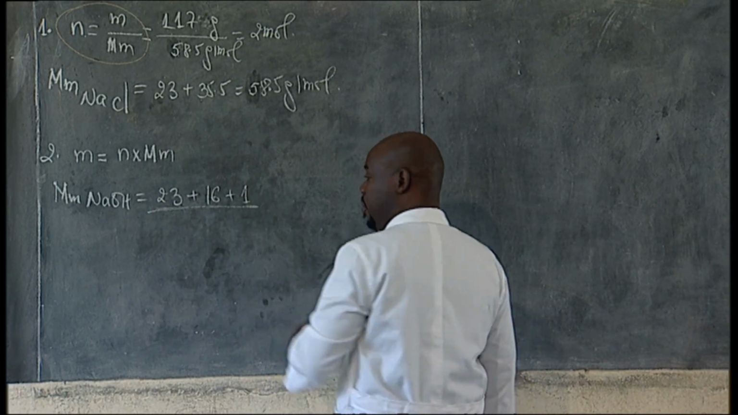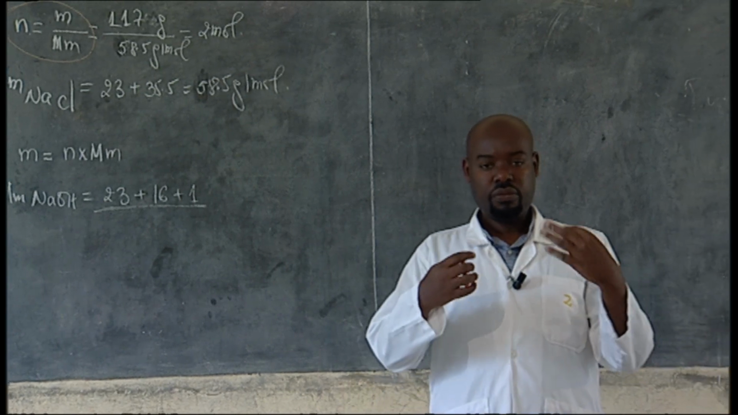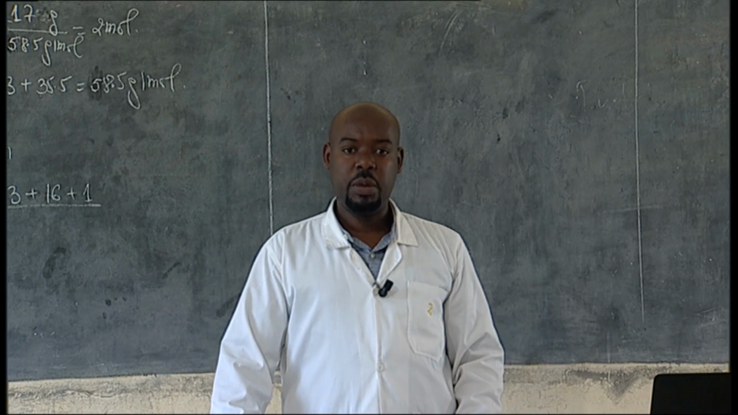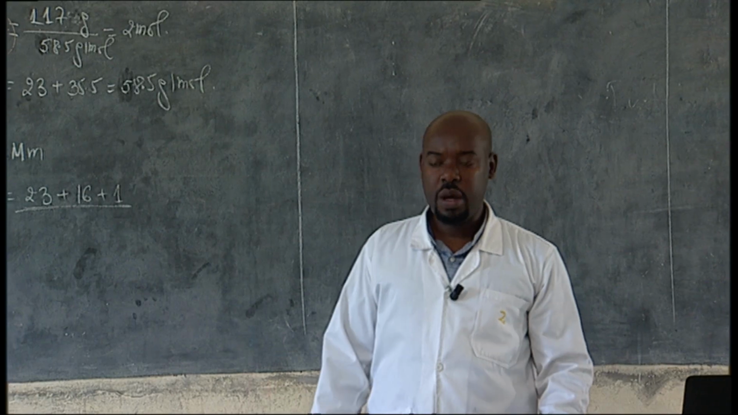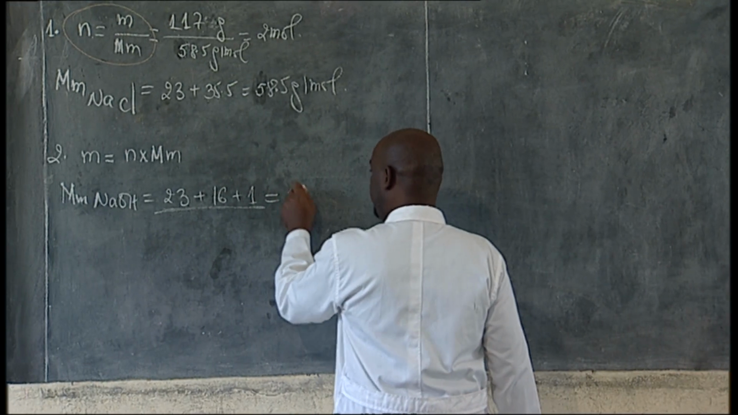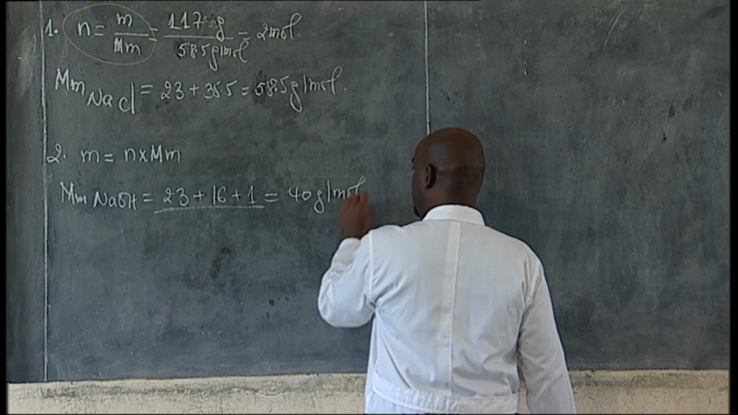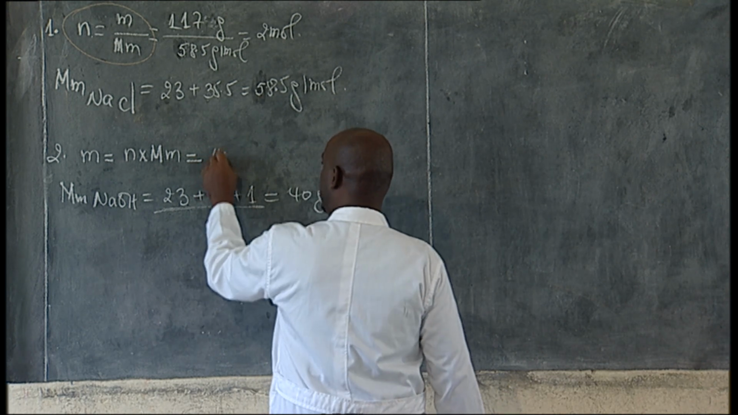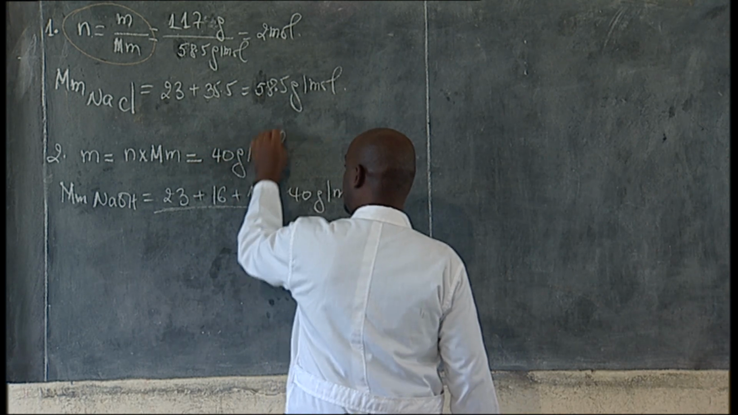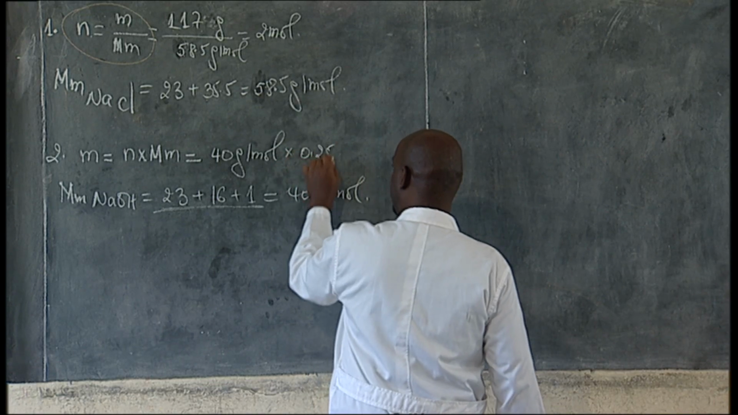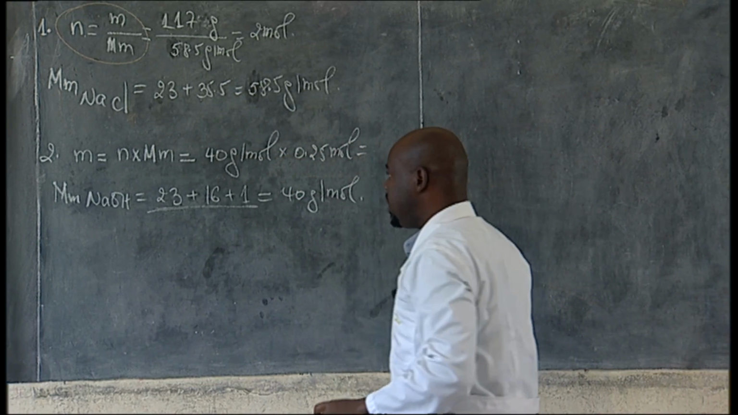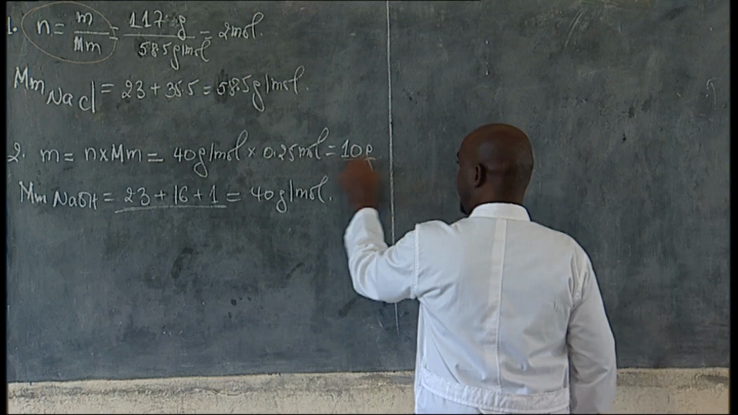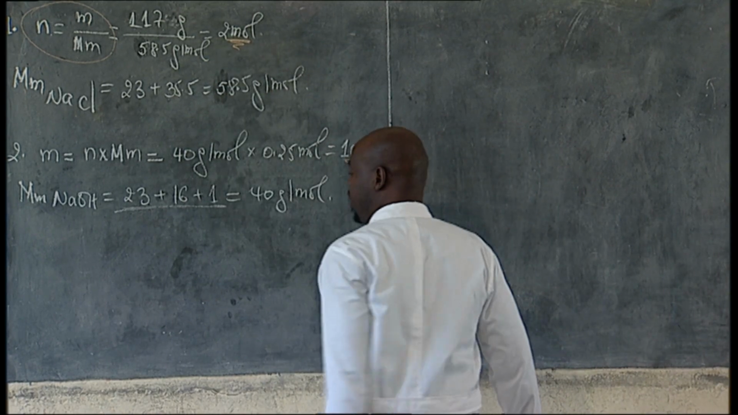I'm reading this from the periodic table. You can use your periodic tables to identify or to deduce the molar masses of the elements. You remember that. So we get 40 grams per mole, and if we substitute, going back in the formula, we get 40 grams per mole times 0.25 mole. And what do we get? We get 10 grams. That is the answer we have.